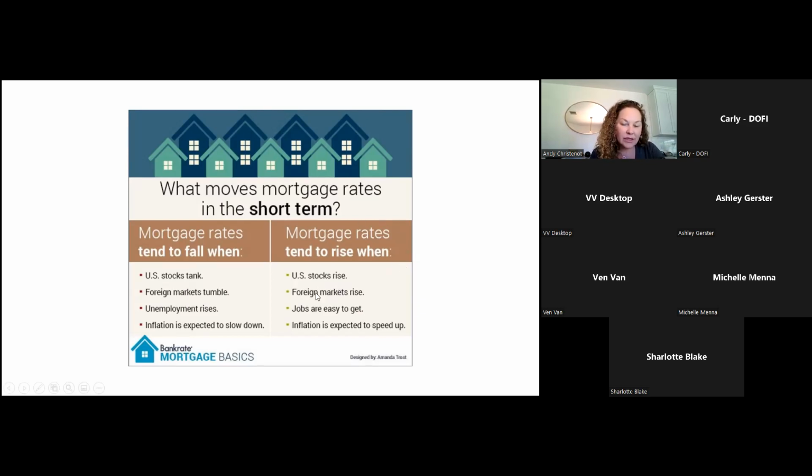Mortgage rates tend to rise when stocks rise, foreign markets rise, jobs are easy to get, and inflation is expected to speed up. We're in the speeding up zone right now, which is why rates are going up. The stock market hasn't been doing great, but that is a byproduct of everything else going on economically. Literally, if somebody blows in the wrong direction, the markets react.